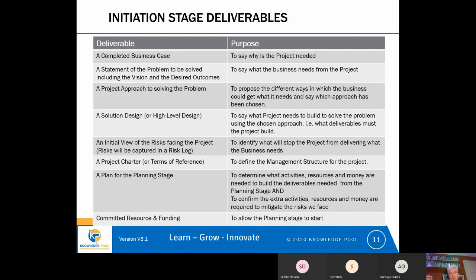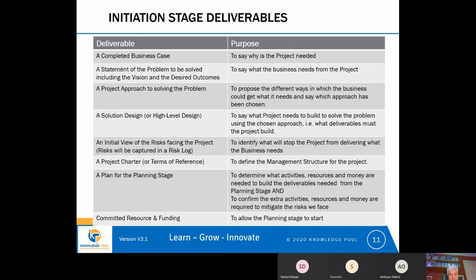So you can see there's a sort of logical flow to that. We start by understanding why the project's needed. We then define clearly what the problem is we're trying to solve. We then define our approach to solving the problem, and we then define a solution that we think is going to solve the problem. And at that point, we have some deliverables that we know the project is going to have to build and probably test before we can solve the problem.